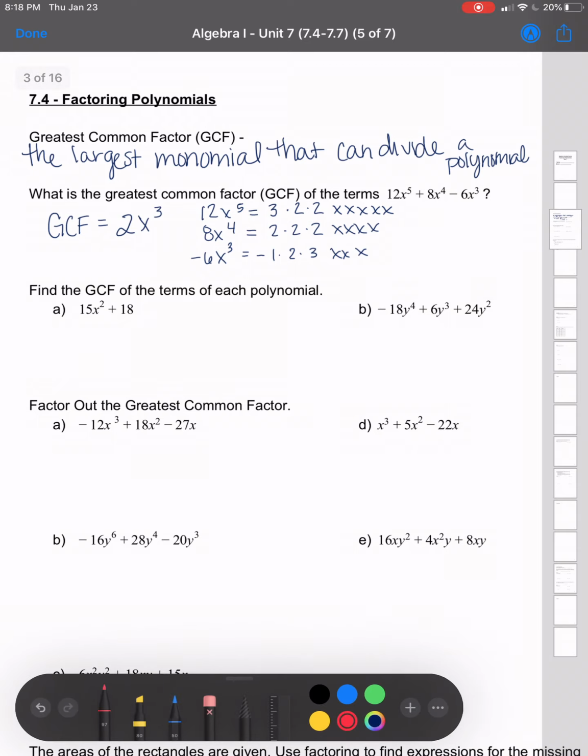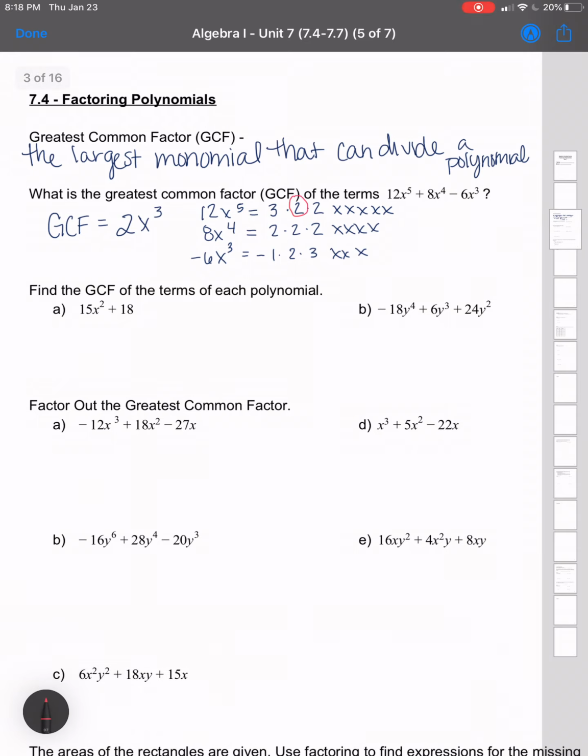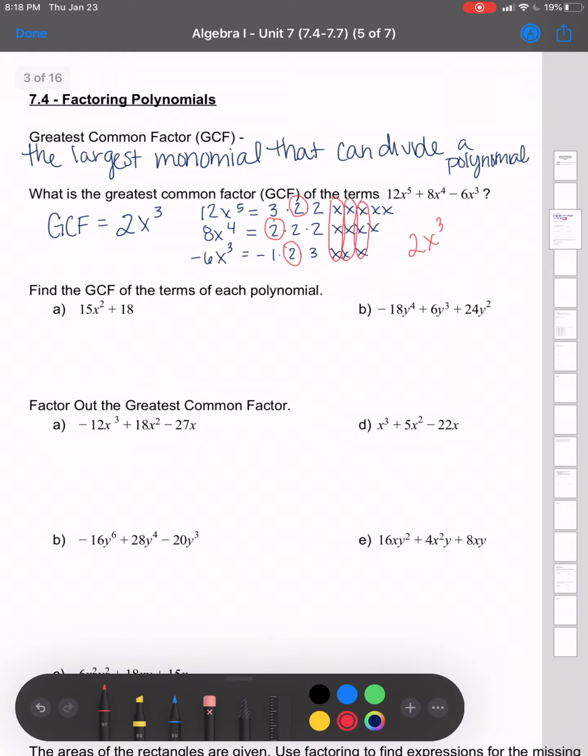So if we look at that, we see each one has a 2 written once. And then we have 3 sets of x's. So that's a more visual way of seeing how we got 2x cubed as our GCF. Okay. So the key thing is you're looking for the largest number that divides everything, and then you're looking for the lowest exponent.